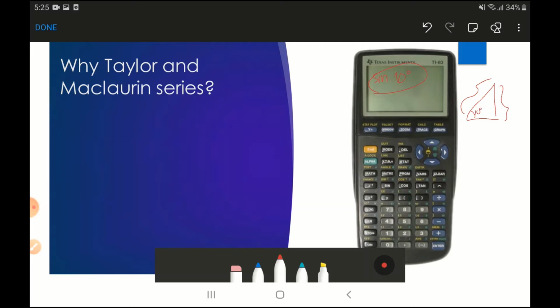This is when Taylor and Maclaurin series become very useful. They are very useful to approximate the value of a function. We say approximate here because we do not have the exact value, but we try to approximate it as closely as possible using infinite series. We're going to learn more about that in this topic.